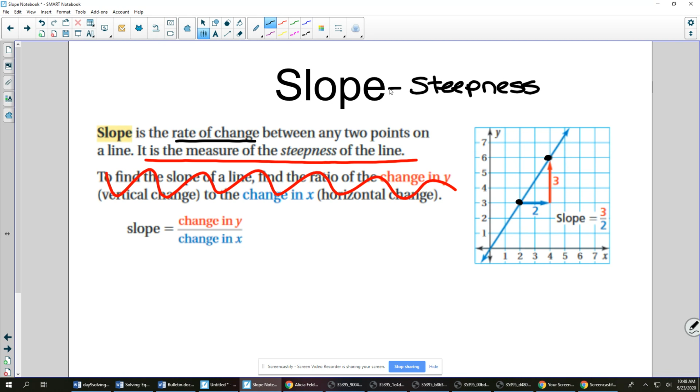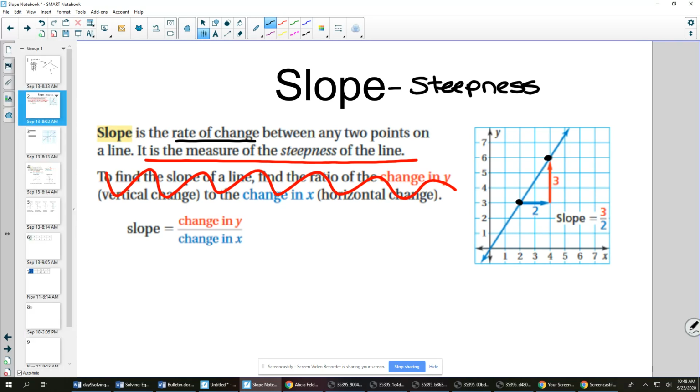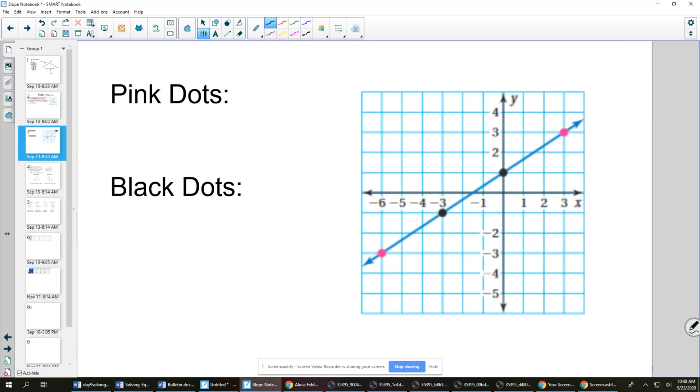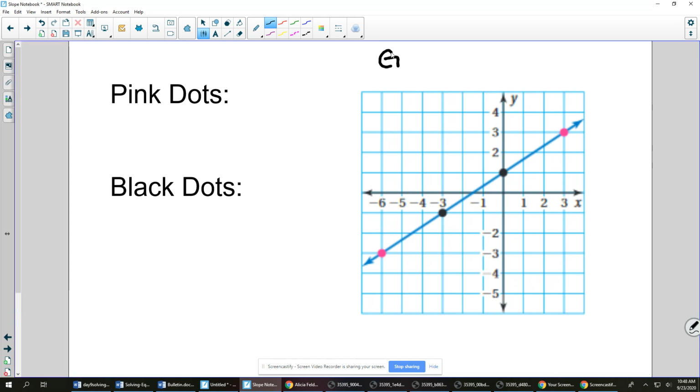There are so many different ways to find slope. You can find slope from a graph, from points, from tables, all different kinds of ways. You can find it from an equation. And we're going to talk about those different ways today. The first one we're going to talk about is how to find a slope from a graph.